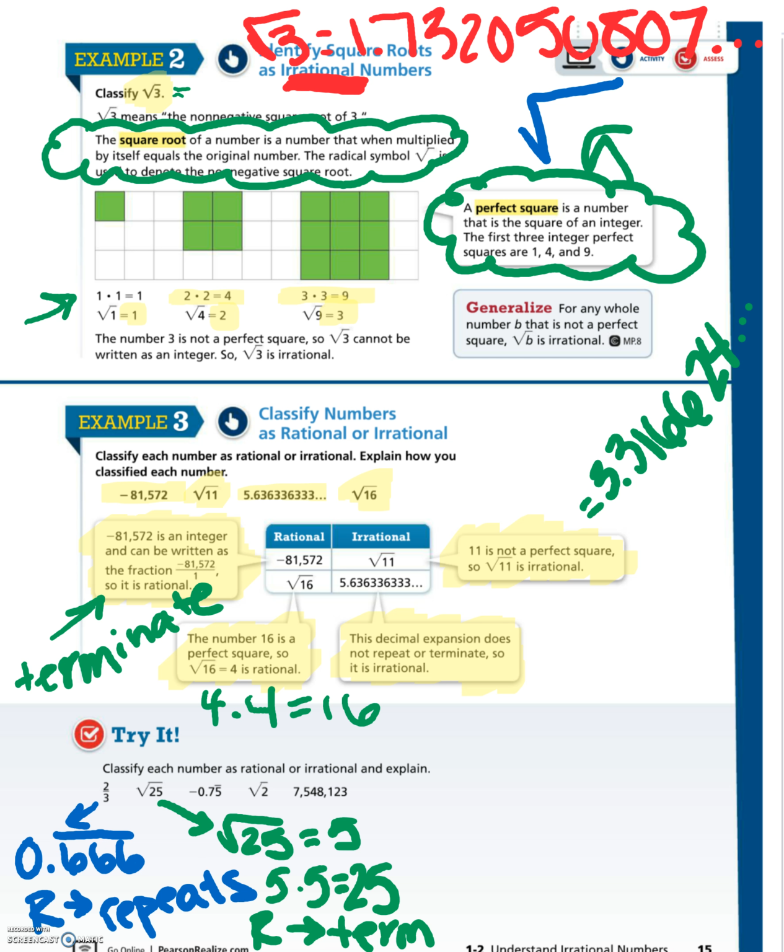Next, negative 0.75 repeating. Well, there you have it. It's rational because it repeats.